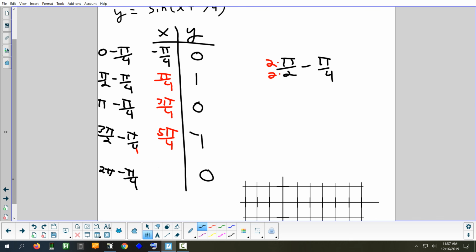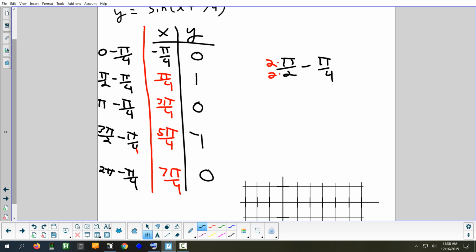Yeah, 7 pi over 4. The pattern is odd numbers in the numerator. If you were to keep going, the next one would be 9 pi over 4, 11 pi over 4, 13, 15, 17. That's the pattern. Okay. Questions on the table?